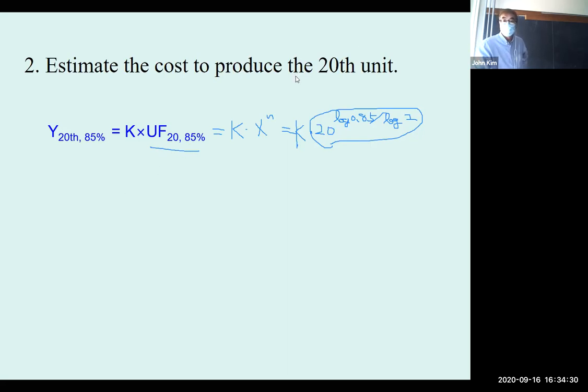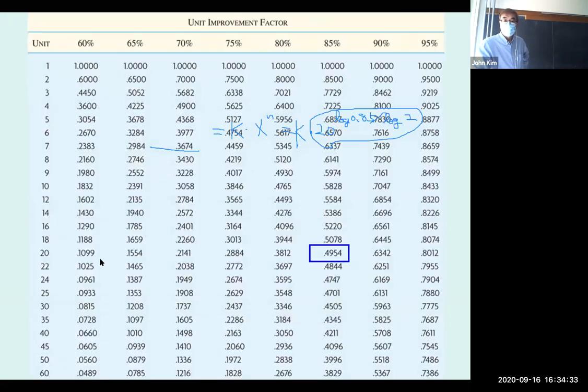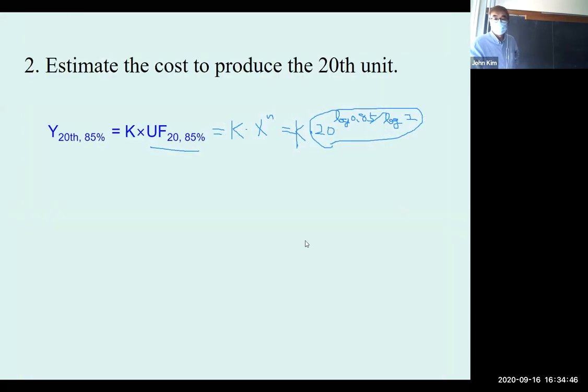So that is, from the chart, the first one, 20 and 85, 0.4954. So 120, K, times 0.4954. If you calculate this one using a calculator, it is the same: 0.4954 times 120 equals 59.448. Question? Okay, good.